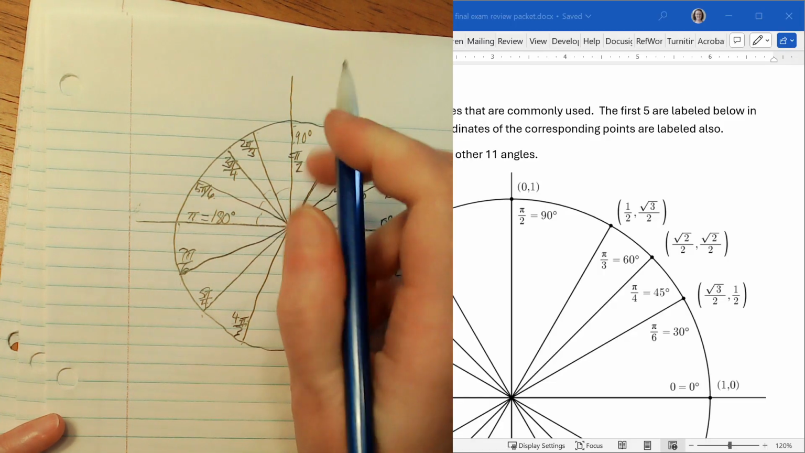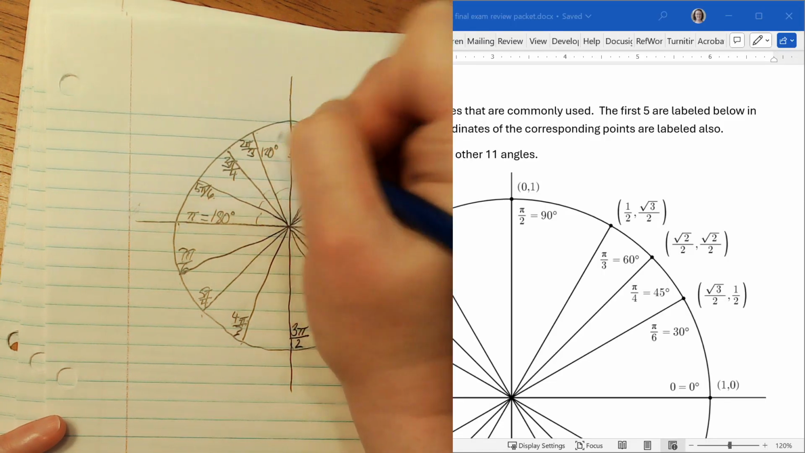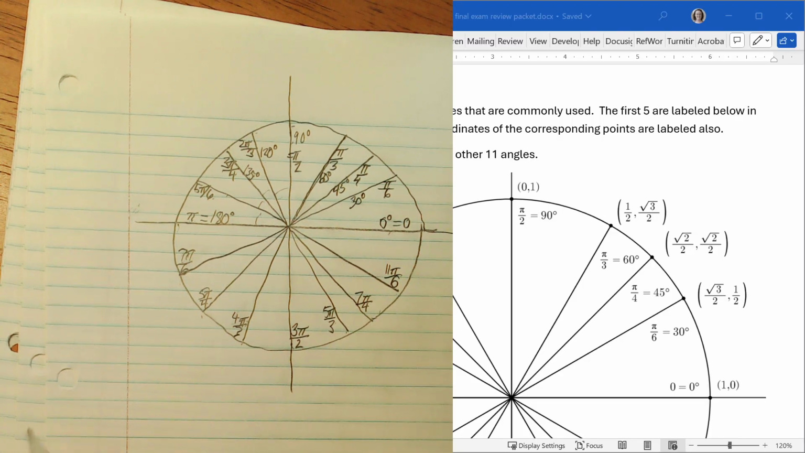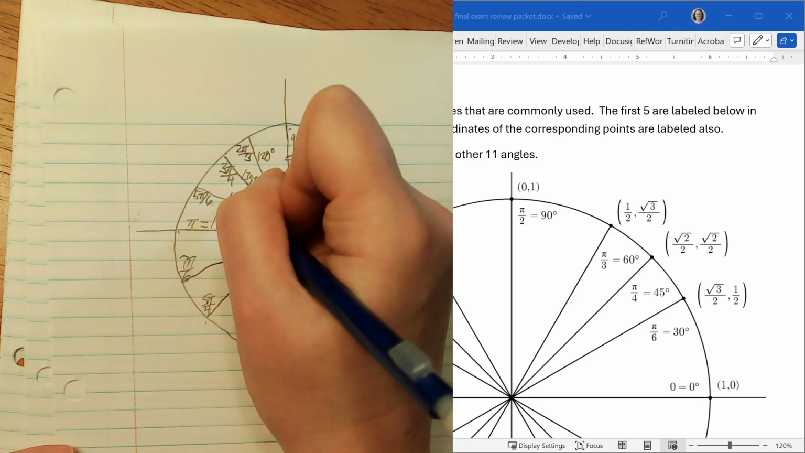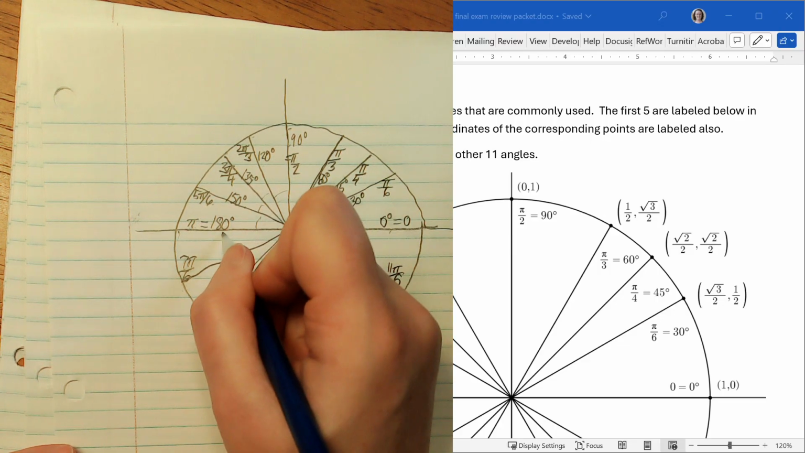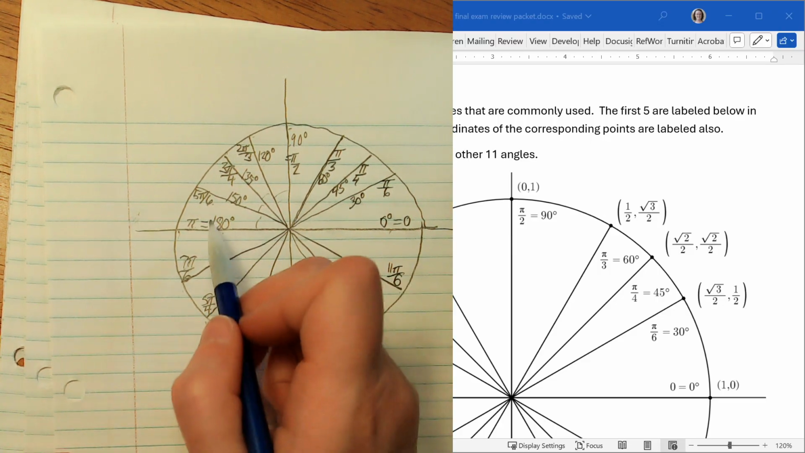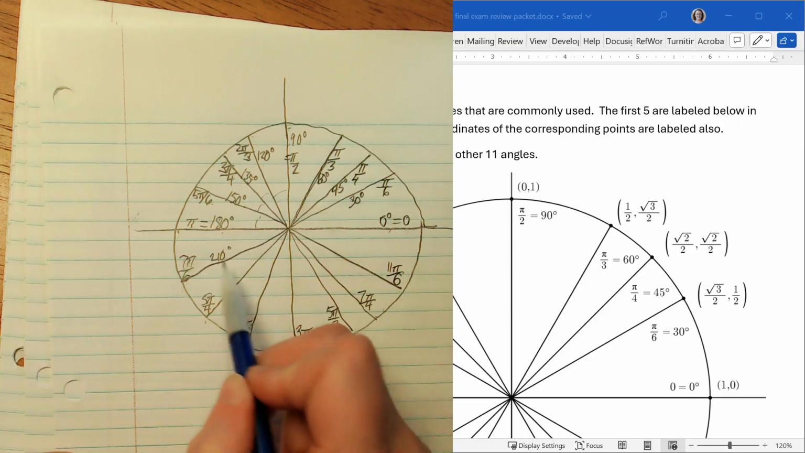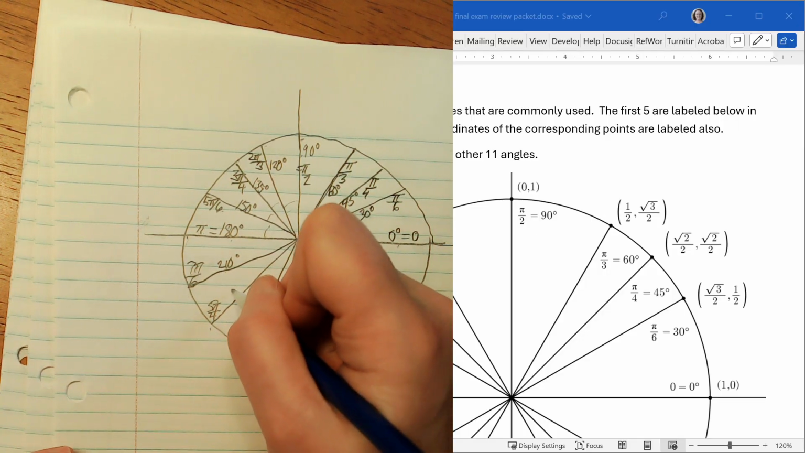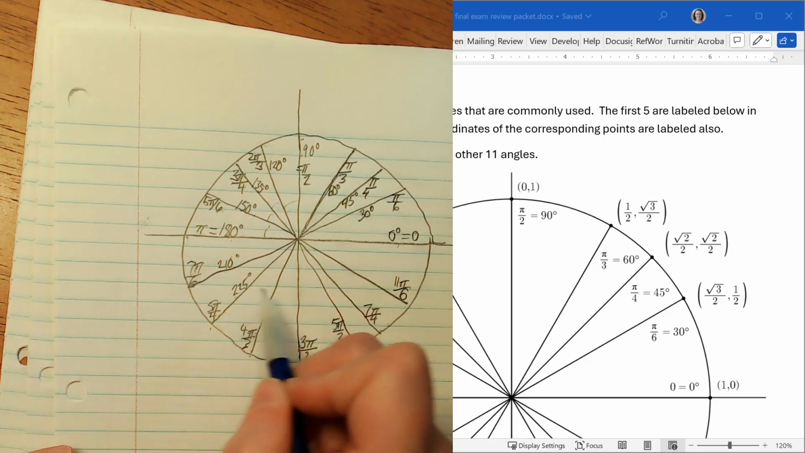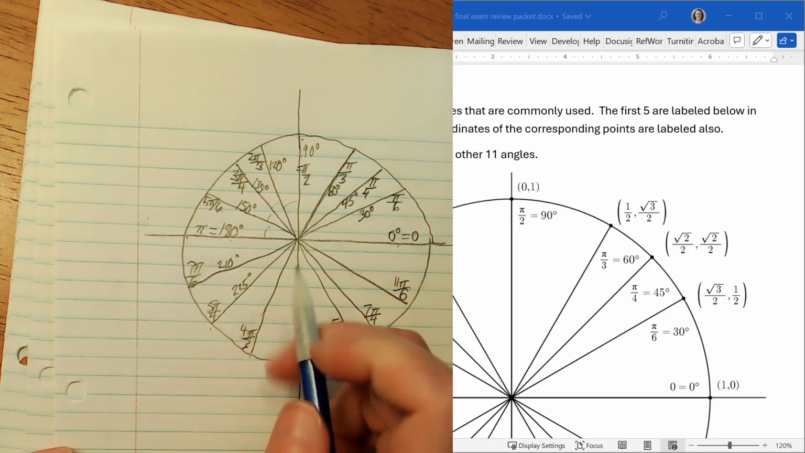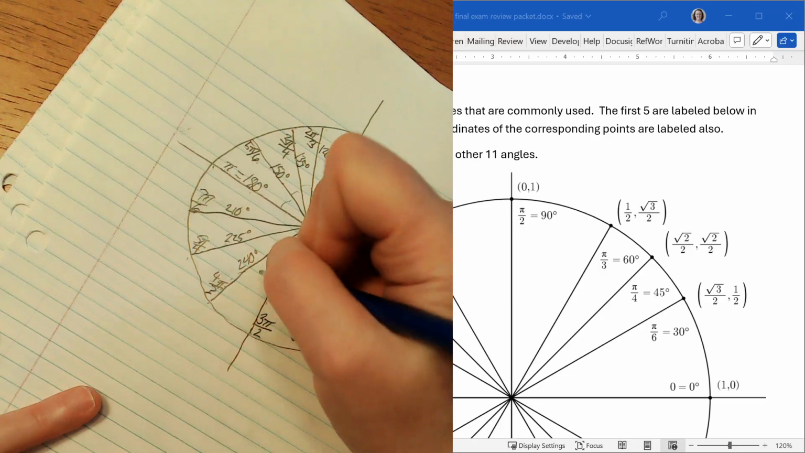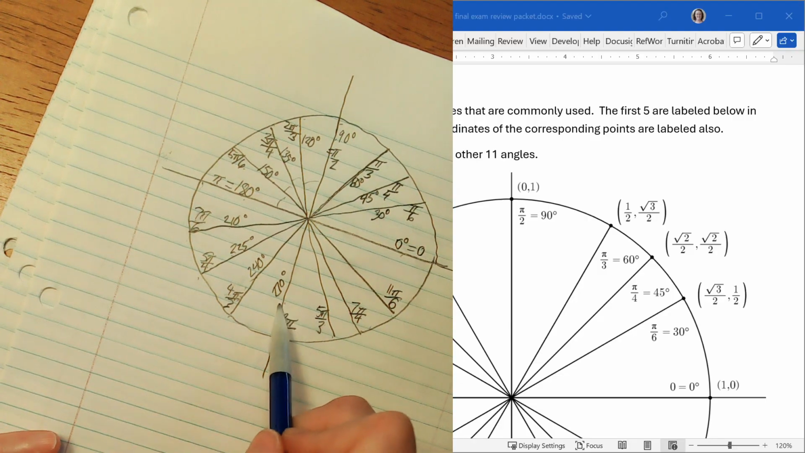So 90 plus 30 is 120, 120 plus 15 is 135, 135 plus 15 is, let's see, 140, 150. 150 plus 30 is 180, so we're still doing this right. 180 plus 30 is 210. 210 plus, now we're doing a smaller angle, 210 plus 15 is 225. 225 plus 15 is, let's see, 230, 240. 240 plus 30 is 270, and I already knew this was supposed to be 270, so that's good.